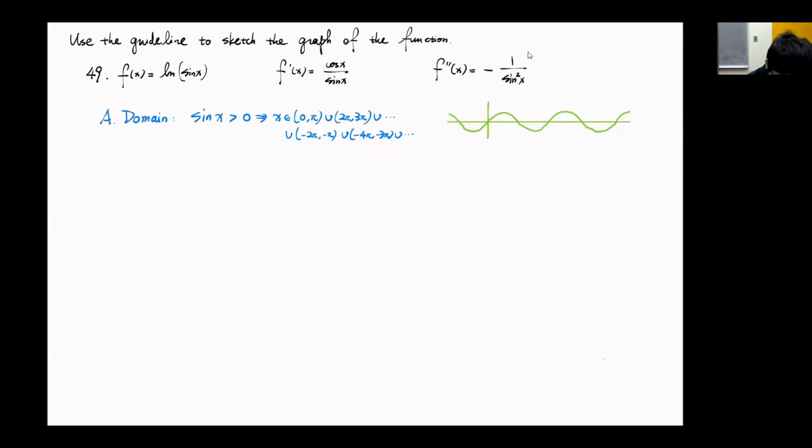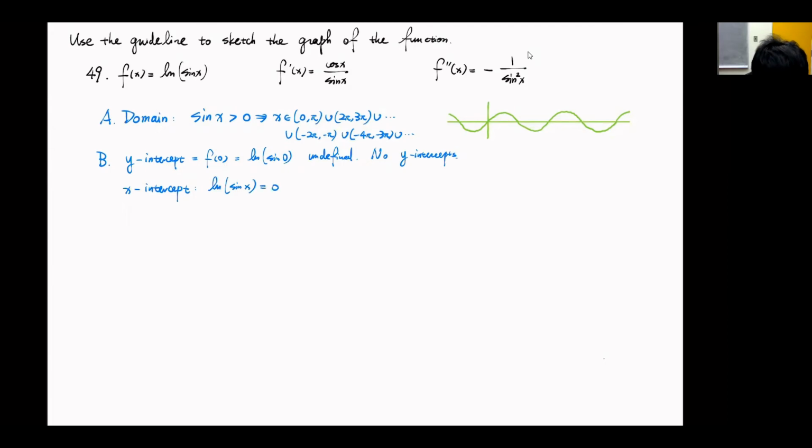What's next? The next thing should be the intercepts. Let's start with the y-intercept. The y-intercept equals f of 0, which is natural log of sine of 0, but you know that this is undefined. So we see that there is no y-intercept. On the other hand, for the x-intercepts, there will probably be a lot of intercepts. So you need to solve the equation natural log of sine of x equals 0.